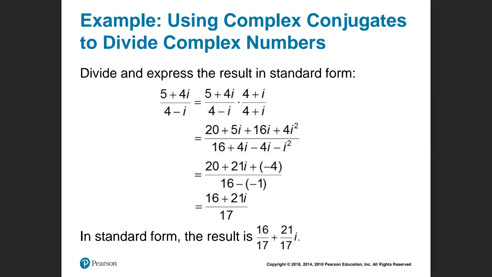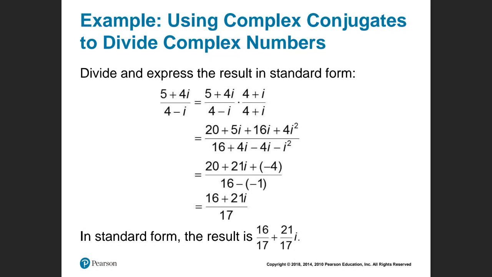Express the result in standard form: 5 plus 4i over 4 minus i. Remember, the conjugate of 4 minus i is 4 plus i, the opposite sign. So we multiply the top by 4 plus i, and the bottom by 4 plus i.